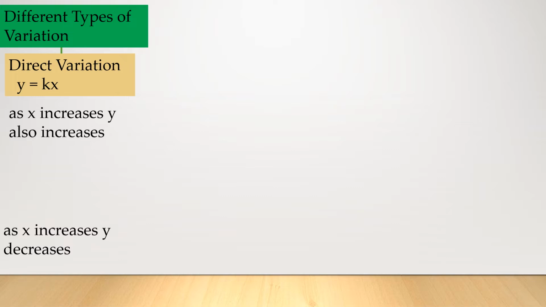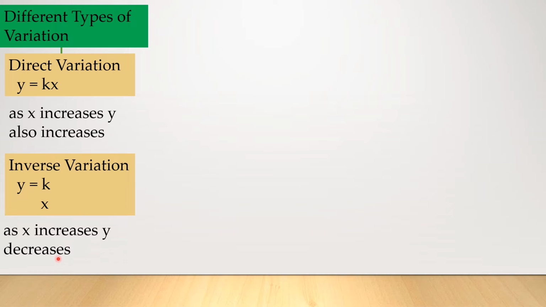So here we have the direct variation, and that is y is equal to k times x. It means that as x increases, y also increases. Or other way around, if x decreases, y also decreases. The other one is inverse variation, y is equal to k over x. Here, as x increases, y decreases, or vice versa.